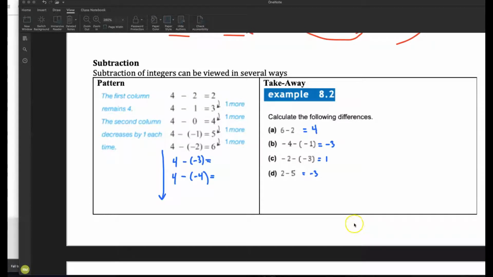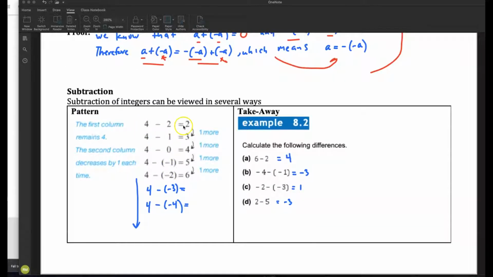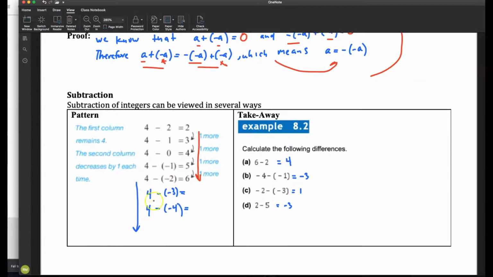Okay, we end this section on subtraction of integers, and this is where it gets kind of sticky for students. But we start by looking at patterns first. 4 minus 2 is 2, 4 minus 1 is 3, 4 minus 0 is 4, 4 minus negative 1. So you can see the pattern keeps going up by 1. And so 4 minus negative 3 has to then be 7.